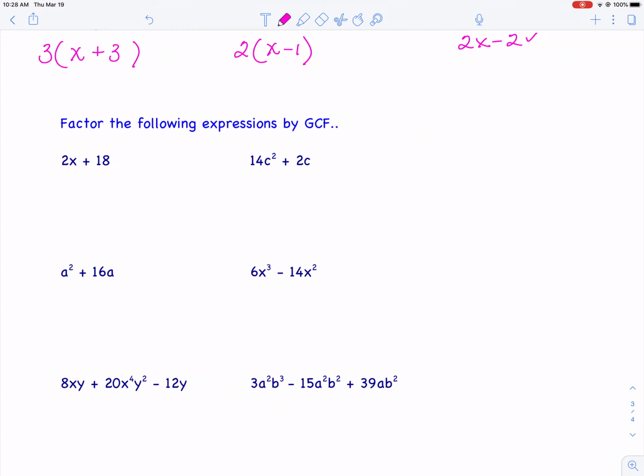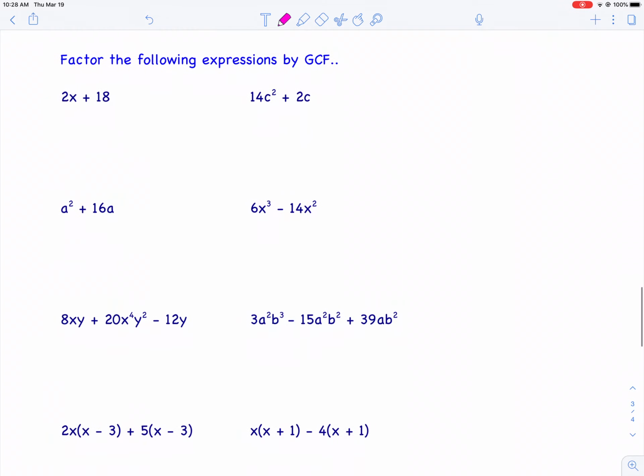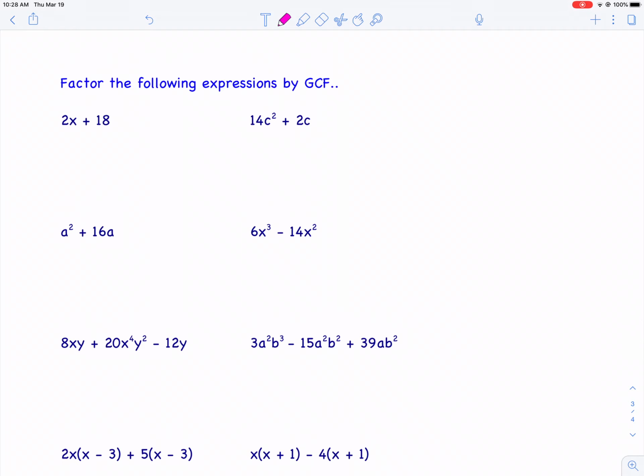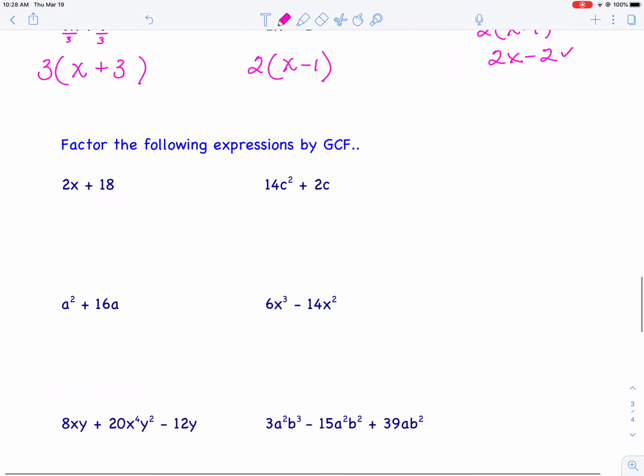So I'm going to skip a couple of these easy ones and maybe just go down to something like 14c squared plus 2c. The GCF between 14 and 2 is 2. But if you look at the c squared and the c, they also have something in common. C would be the greatest common factor between c squared and c. And if I open up my parenthesis, and if I want to visualize by dividing each by that GCF of 2c, I would have 7c plus 1 left over.